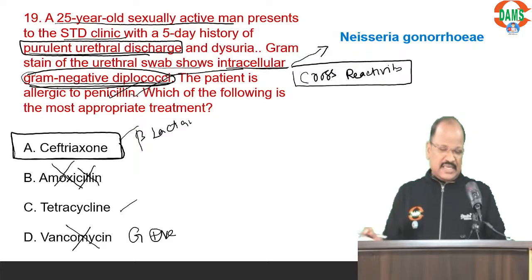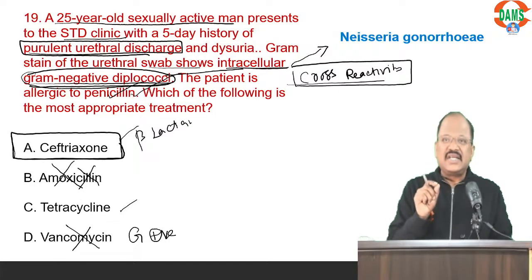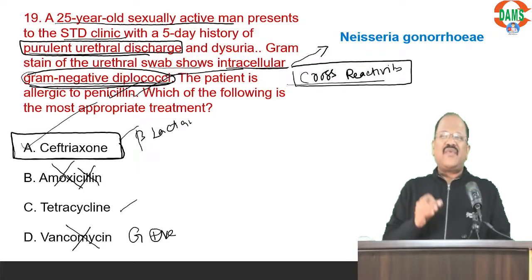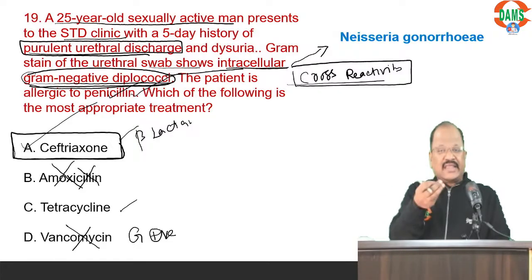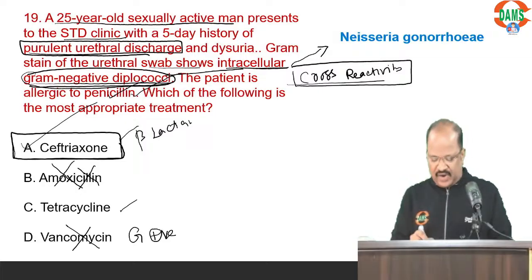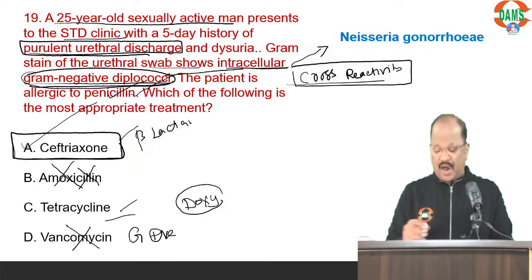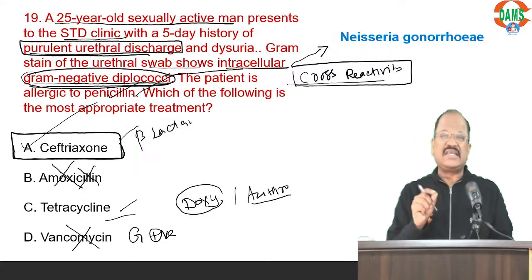The one part is, even though there is cross-reaction, it is more with the first-generation cephalosporins, not with the third. So go for option A, the right answer. But only one thing: if I'm suspecting there is allergy to ceftriaxone, then I can think of going for doxycycline. Doxy can be useful, but usually Neisseria will develop resistance against doxy. Or else I can go for azithromycin. But before this, rule out by checking the sensitivity pattern.